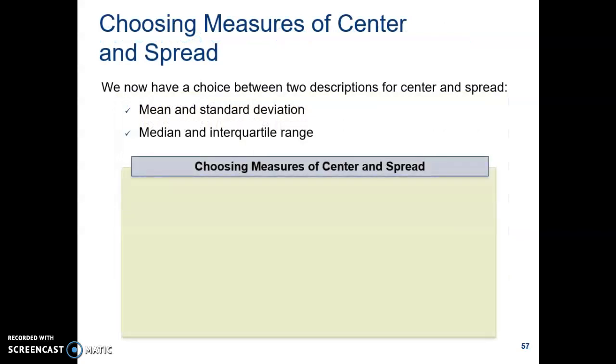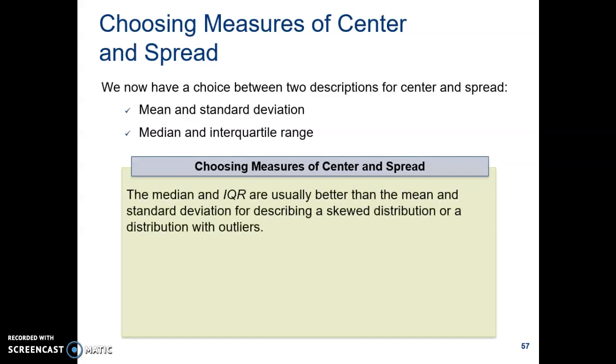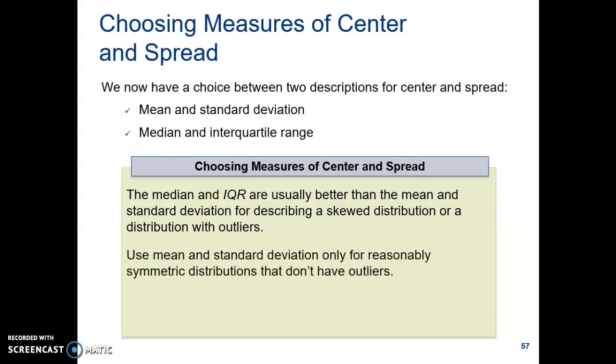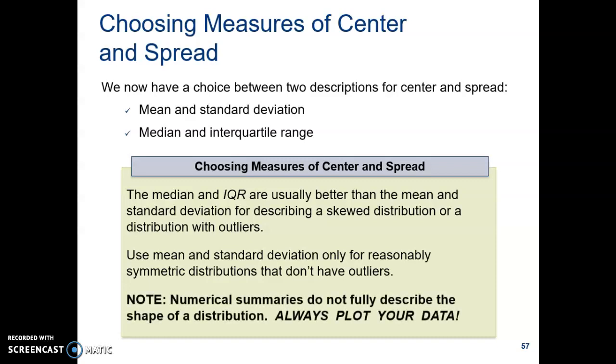Choosing measures of center and spread. So you have the mean and the standard deviation, you have the median and interquartile range. Standard deviation goes with the mean, interquartile range goes with the median. So if it's a skewed distribution, the median works better. If it's pretty symmetric, it doesn't really have outliers, or not many, you can be looking at the mean and standard deviation instead. Now you always need to plot this data, some type of graph, etc., because that will actually show us what's going on. We're going to stop here.